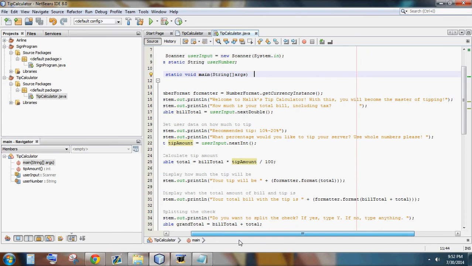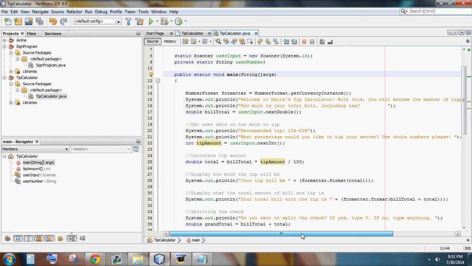So first, I ask you, how much is your total bill, including tax? I made sure to emphasize the including tax part. This is because many people, for some reason, think that you don't include tax with the total bill. This is obviously not true, and that is why I placed it. So when you put your total bill, the variable will be bill total. So bill total equals whatever you type.